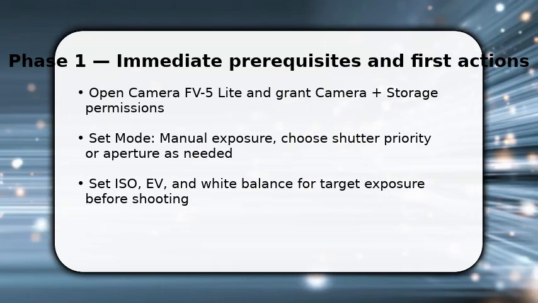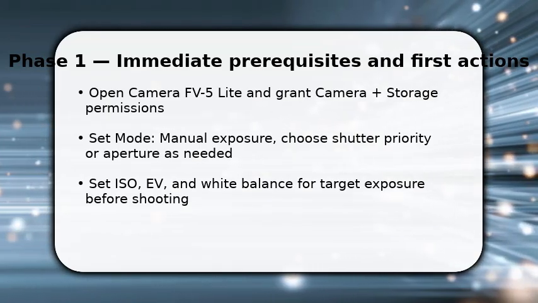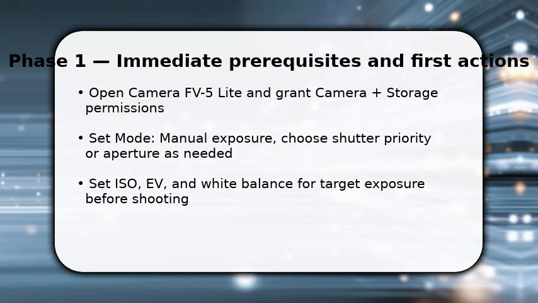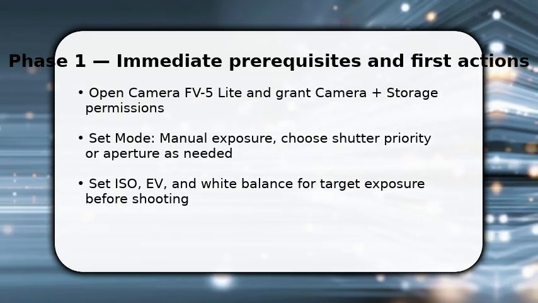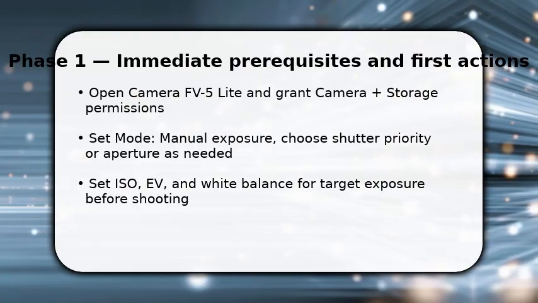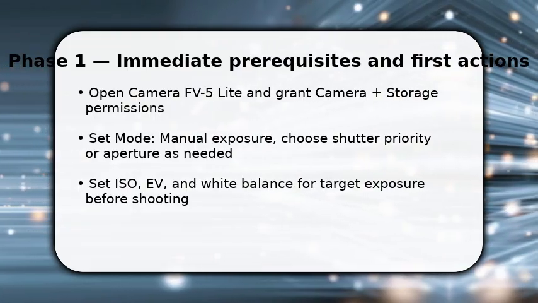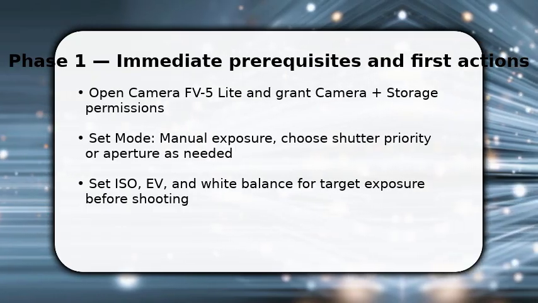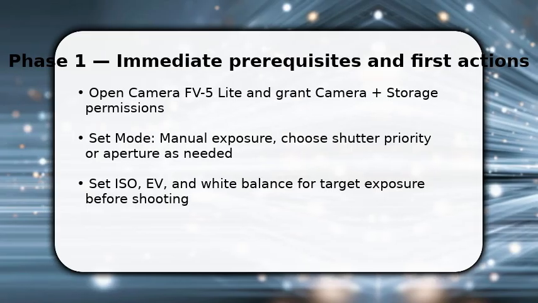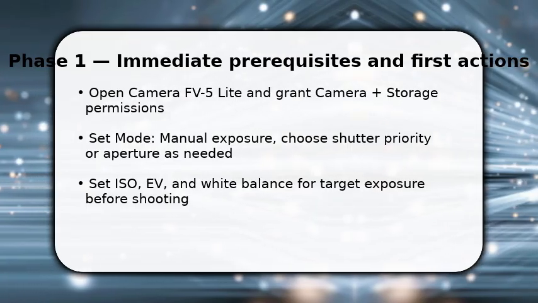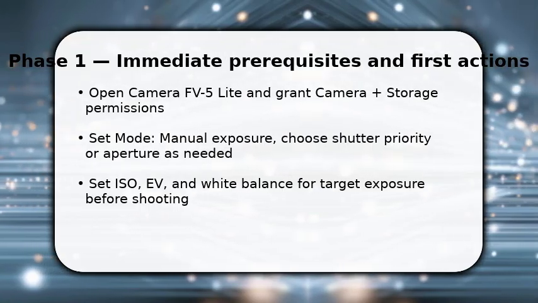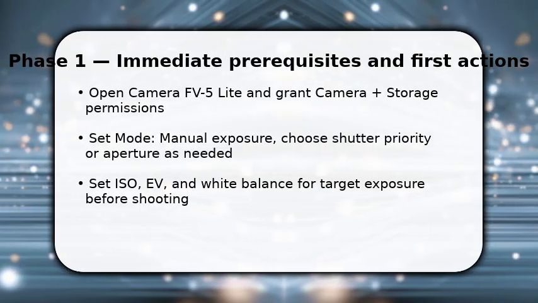Enjoy the video. You start by opening Camera FV5 Lite and allowing camera and storage access so the app can save RAW and JPEG. Tap the exposure controls and choose manual mode. This gives you direct control over shutter, aperture, and ISO. Set ISO low for daylight or higher for low light, and adjust EV in 1/3 stops to fine-tune brightness. Once done, lock focus and exposure if you want consistent frames across a sequence.